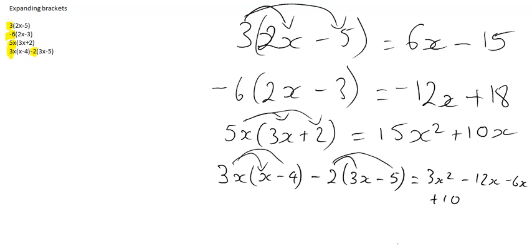So when I collect my like terms, the terms that are the same letter with the same power, the only two that are the same are those two. Okay, the minus 12x and the minus 6x are the only ones, because that's got a square on it and that doesn't have an x on it, so I can't join those. So I've still got the 3x squared, I've still got the plus 10, and I've got minus 12, take away another 6, which is minus 18x. And that's that.